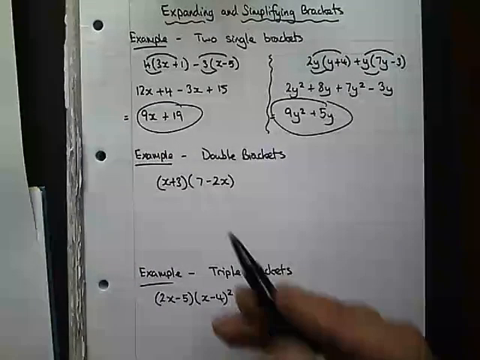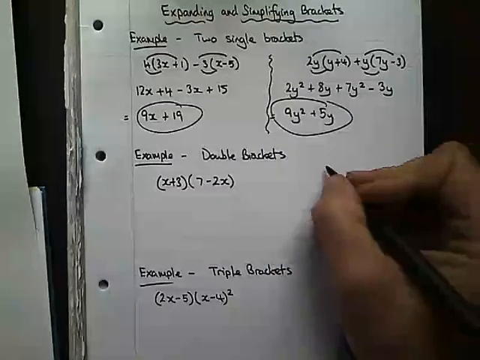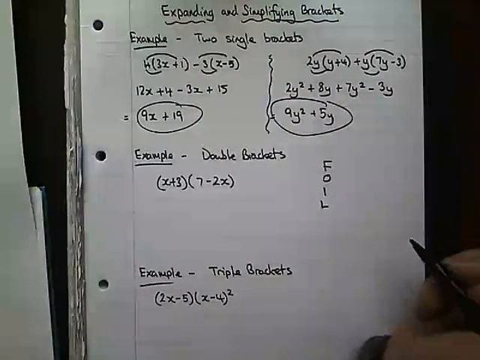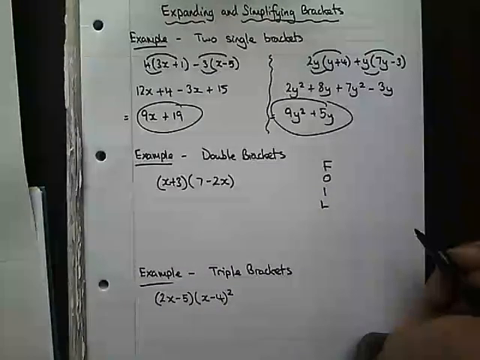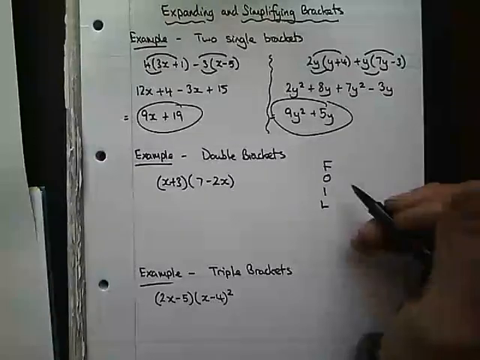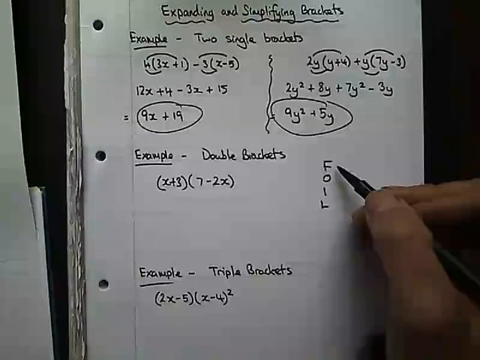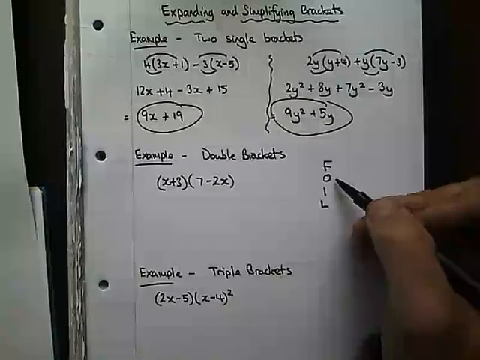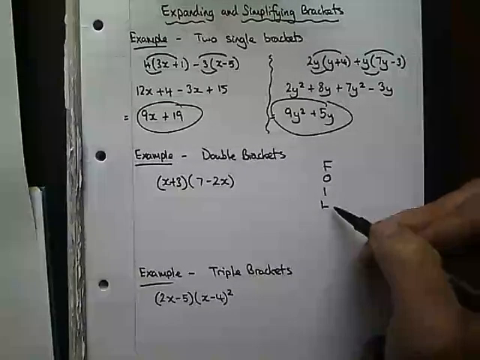I need to expand these double brackets. So the best method I think for you guys is going to be FOIL. Okay, there are other ways of doing it. You could do it by inspection, or you could do it using the grid method, treating it like a two-digit number. But it's easier, I think, if we just do it with FOIL. Okay, so what we do is we multiply the first terms in each bracket. We multiply the outer terms of both brackets, the inner terms of both brackets, and then the last terms of either bracket.